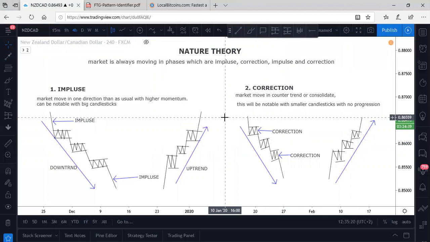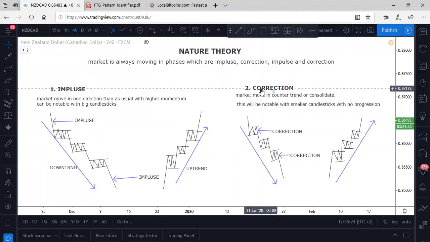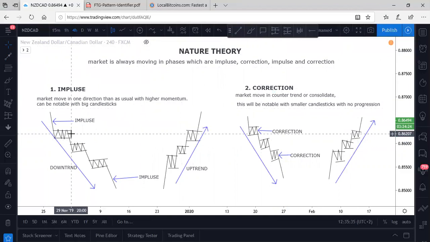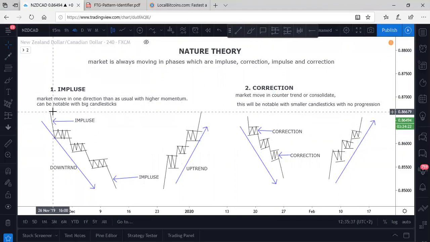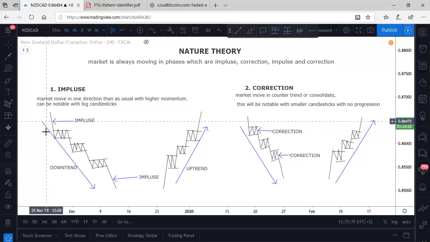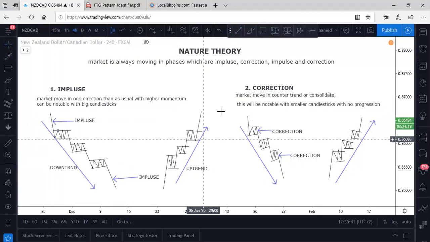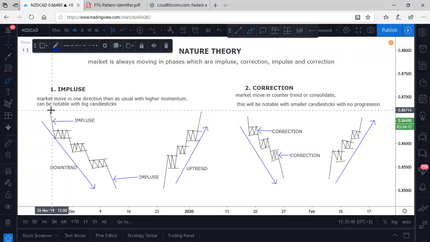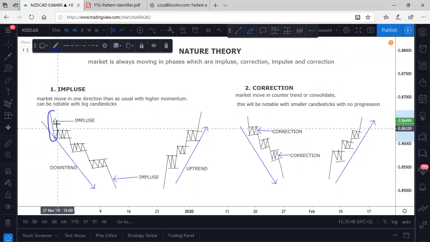So guys, when we're talking about the nature theory of the market, the market always moves into phases which are impulse and correction. And what is the impulse? Impulse is whereby the market moves in one direction with bigger momentum than usual. This can be noted by a big candlestick like this one. As you can see here, guys, these are impulse.